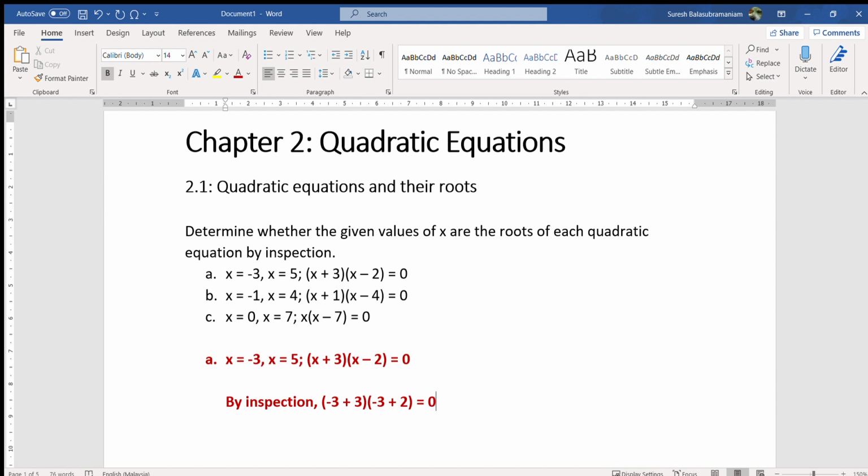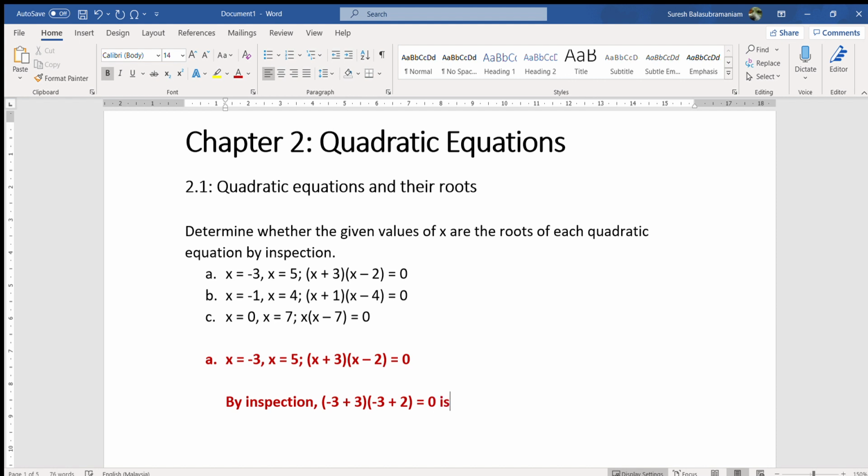Now we look at the equation. -3 plus 3 will produce 0. When it is 0, 0 multiplied with whatever the outcome inside the other bracket is also 0. This is what we call by inspection. After you replace, you determine whether any output from the brackets will produce 0. If it does, then on your left hand side you will get 0.